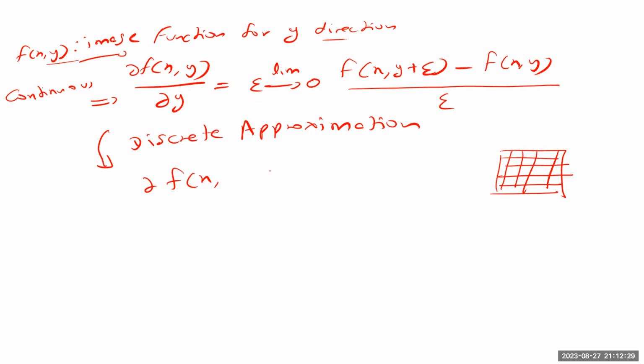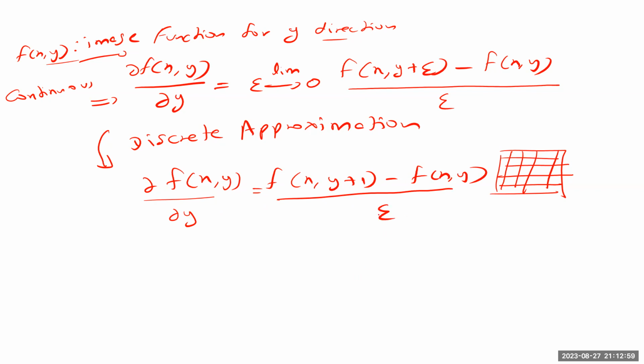So we convert the image into what you call a discrete way. So we have to have a discrete approximation for this operation, right? So what we do is we have y, ∂y. This particular small increment is approximated to 1 pixel, right? So y plus 1. Sorry, not epsilon, 1. So that's the whole idea.